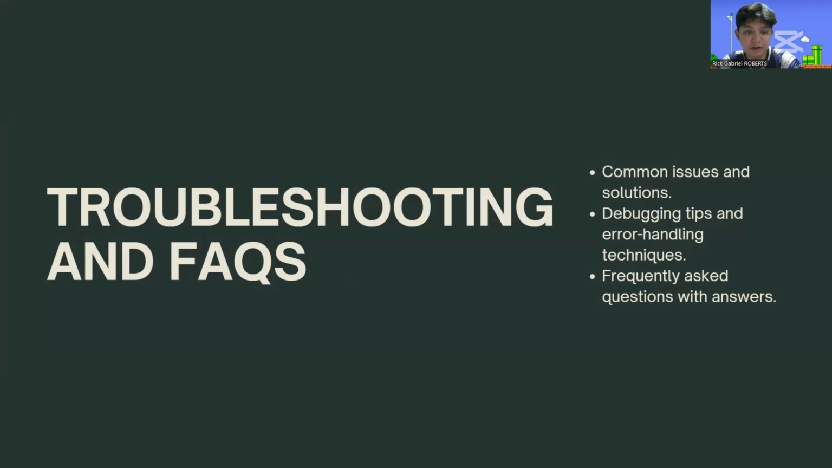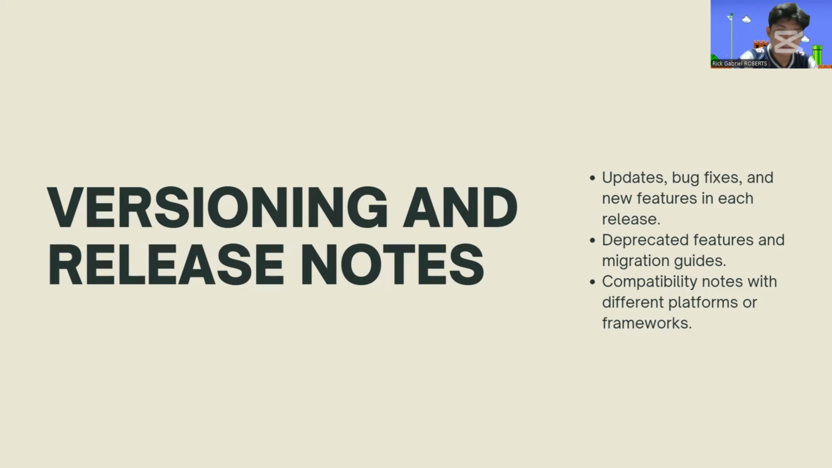Also have the troubleshooting and FAQs, or frequently asked questions. This section helps developers resolve common issues without external assistance. It includes common errors and fixes, debugging tips, and FAQs that answer frequently asked questions, helping users solve problems quickly. Now we also have the versioning and release notes. This section keeps developers informed about SDK updates and new changes. It includes new features and fixes, deprecated features, and compatibility information.